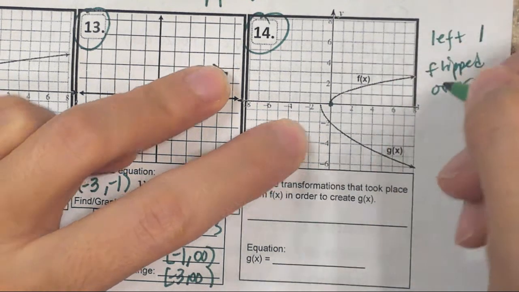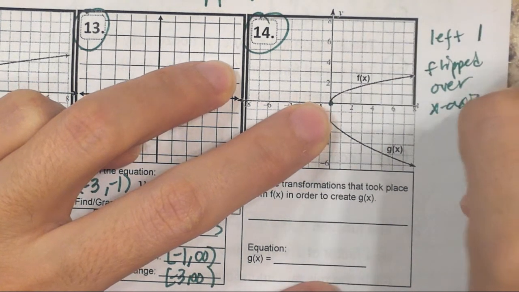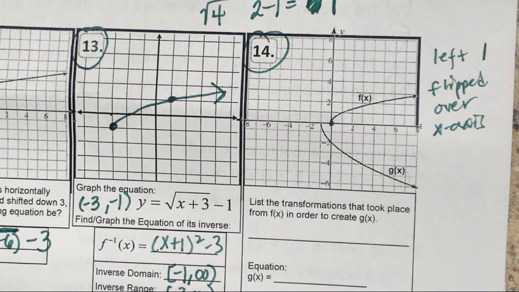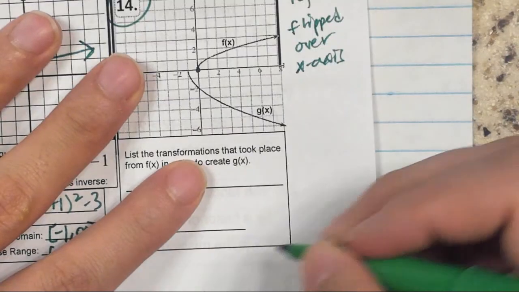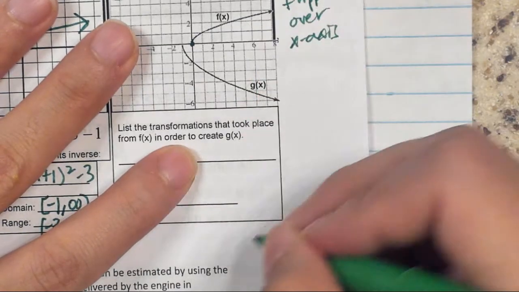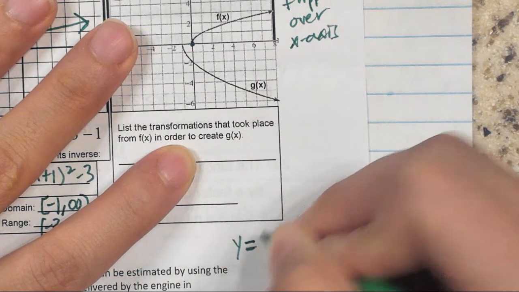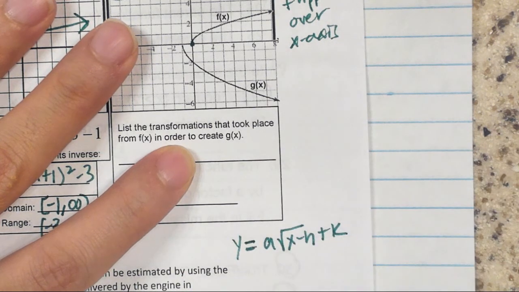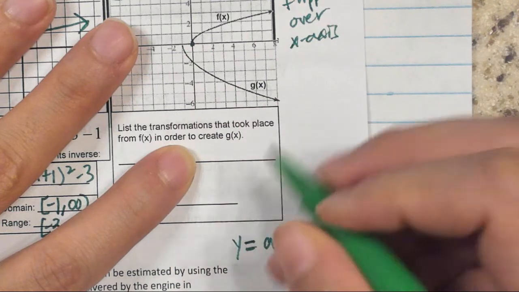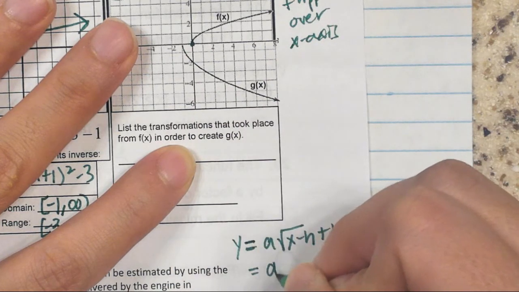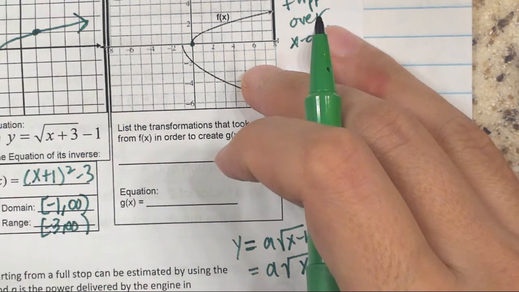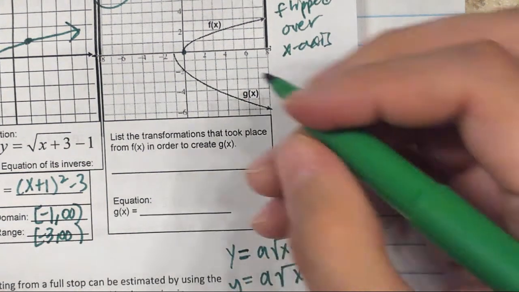And so this flipped over the x-axis. Now I can't tell if there was a stretch or not, so what I'm going to do is pick 2 points. So this is my function, y equals a square root of x minus h plus k. And so my vertex is 0, 0. So that's your h and your k. So you just get the square root of x right here. And then I'm going to pick another point here.